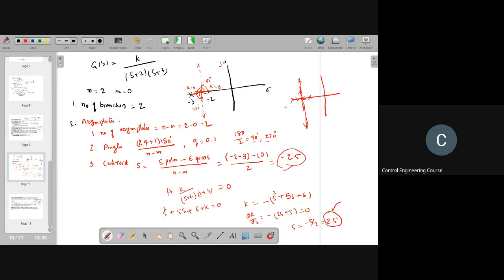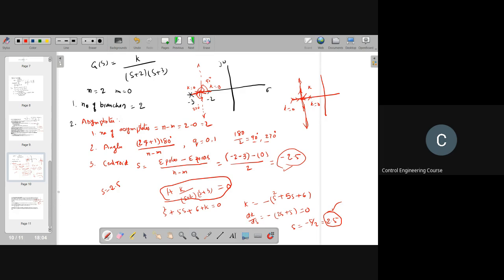So here at k equal to 0 and here is k equal to 0, and at this point it is branching. So we also need to find out what is the k at this point. How can we calculate k at this point? Because we know at that point s is equal to minus 2.5, right? Now you substitute that s in this equation. If you substitute s equal to that value and find k, you will get the k at this breakaway point.